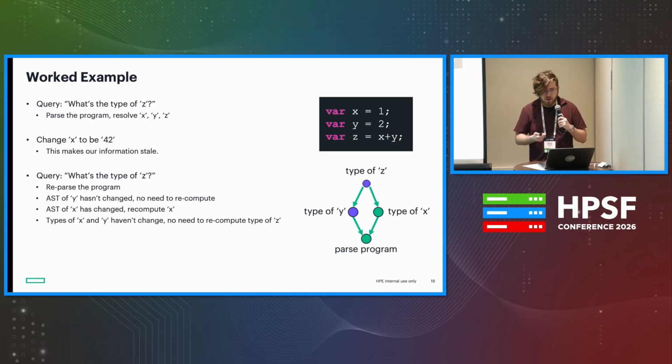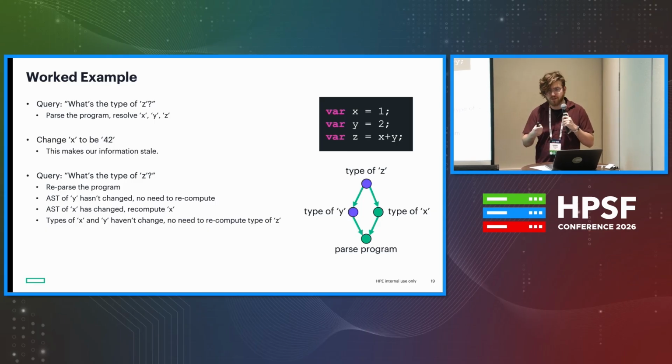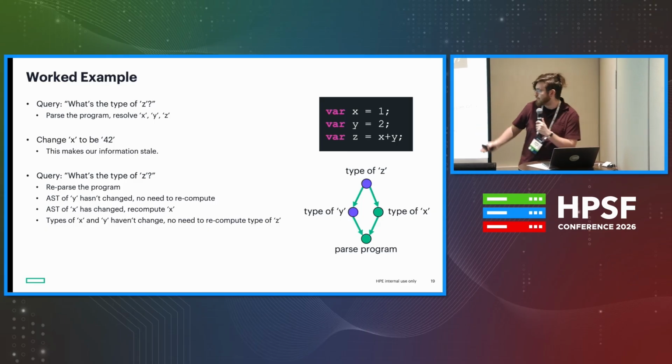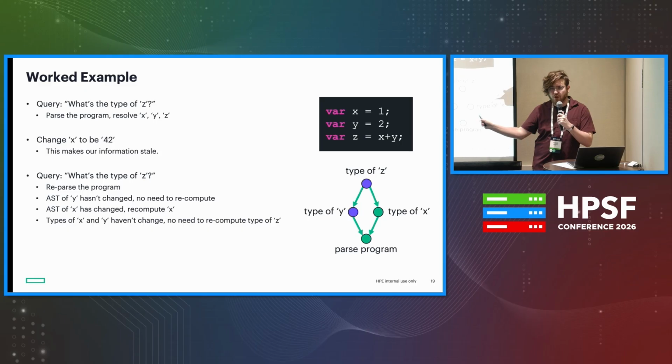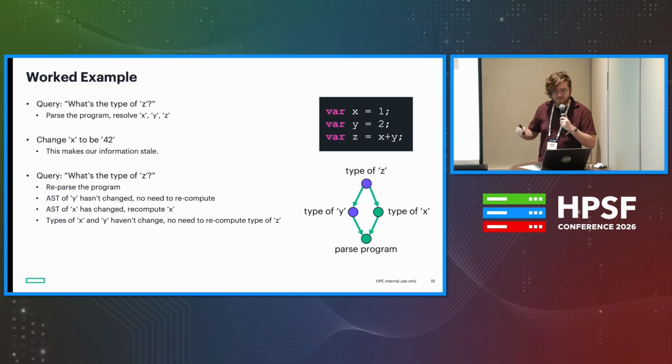And finally, the type of y and the type of x are still both integers, so we don't have to redo the work of resolving the type of z. And so here, we ended up only needing to redo half the work. Well, half in terms of circles, maybe not half in terms of CPU time, but only half the work of what it would have taken to redo this all from scratch.